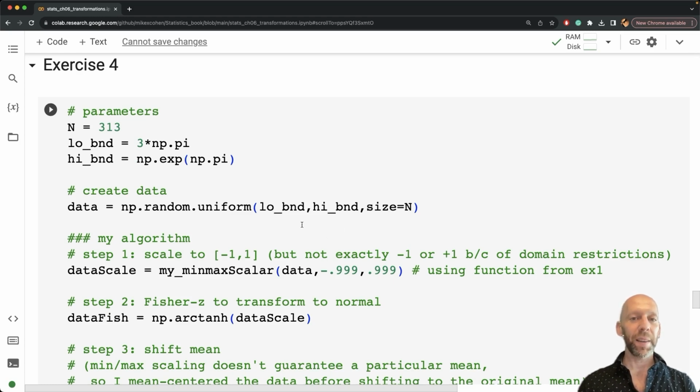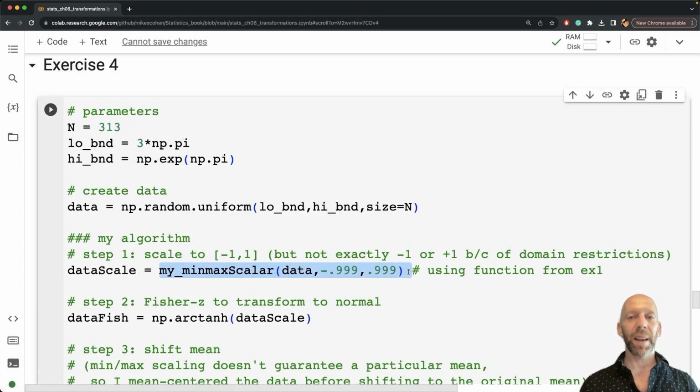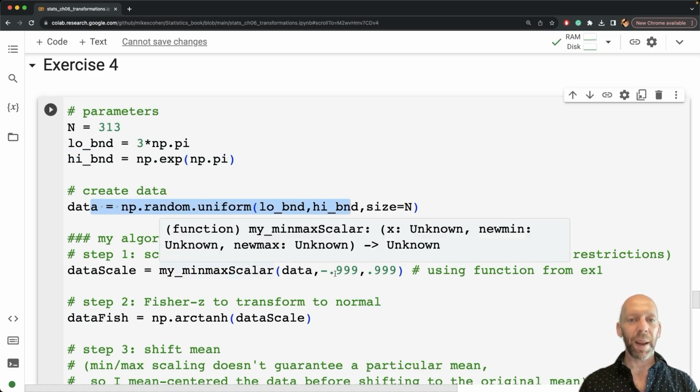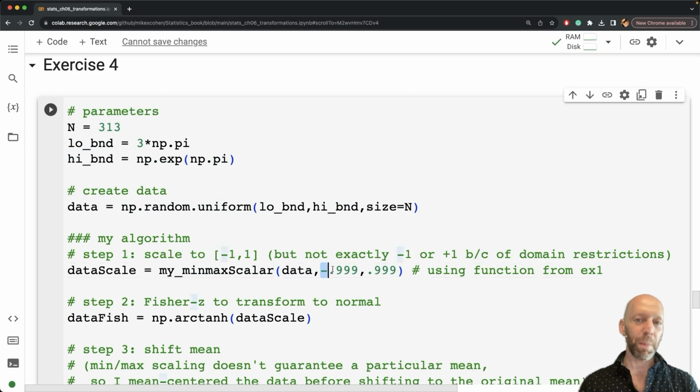So therefore, what I decided to do was apply the min-max scaler that I wrote for exercise 1 to transform the data from their original bounds, and that you see here, so here's the data uniform distributed, into a new data set that goes from minus 0.999 to plus 0.999. So basically -1 to +1, but excluding those exact boundaries.